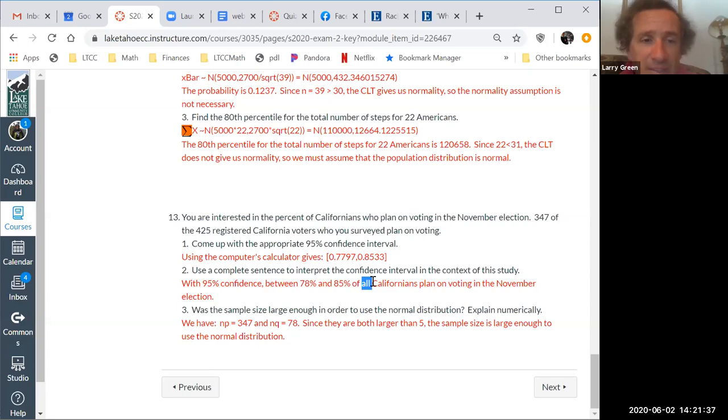Okay, sample size. The key here is the survey question is, are you planning on voting in the election? And the answer is yes or no. So don't give me a 30. So the idea there is it's np and nq. We worked those out. np was 347, that was given, because that's the number of yeses. nq is the number of no's. That's going to be 425 minus 347, which is 78. They're both bigger than 5. So yes, the sample size is large enough.